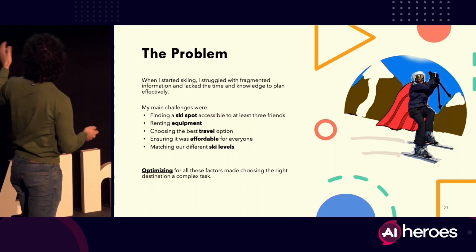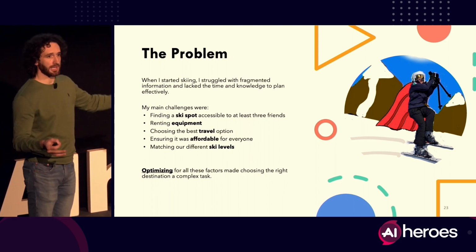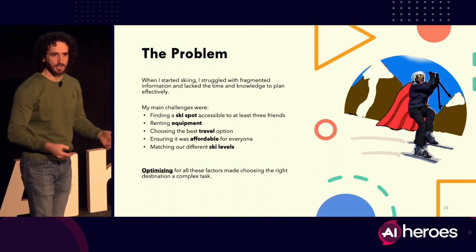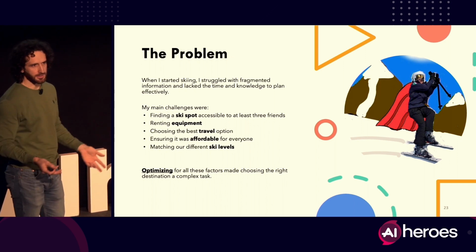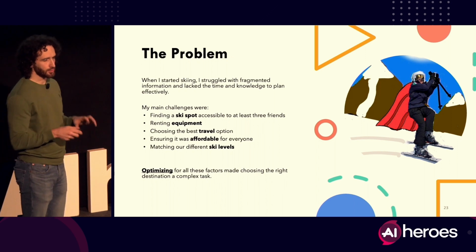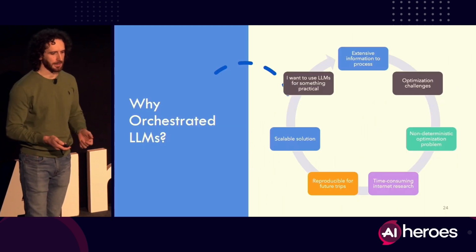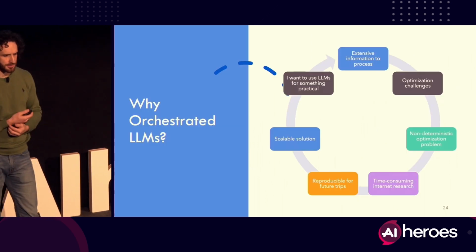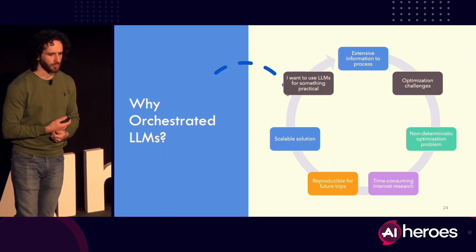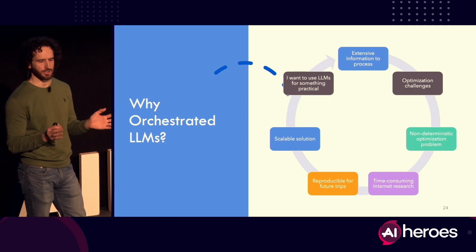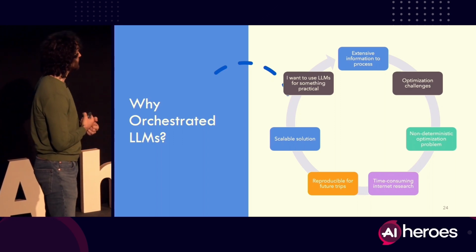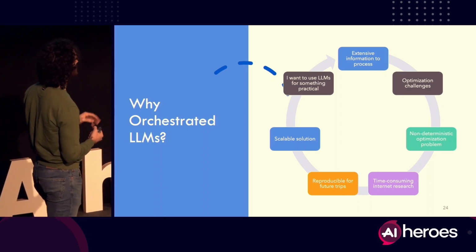And at some point, I realized that this was an optimization problem. One example is, how can I be sure that we're going to a place that is affordable for everyone, is reachable, and at the same time, we have a ski rental place nearby, things like this. I was doing a lot of research, and at some point, I thought about orchestrating some agents in order to solve this optimization problem. And as you can see, these are the main reasons.